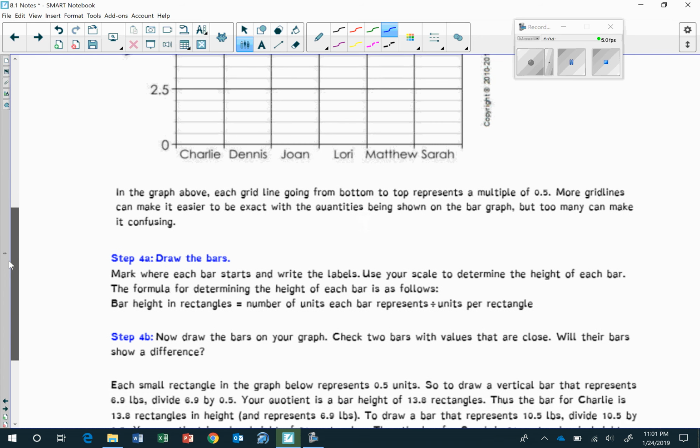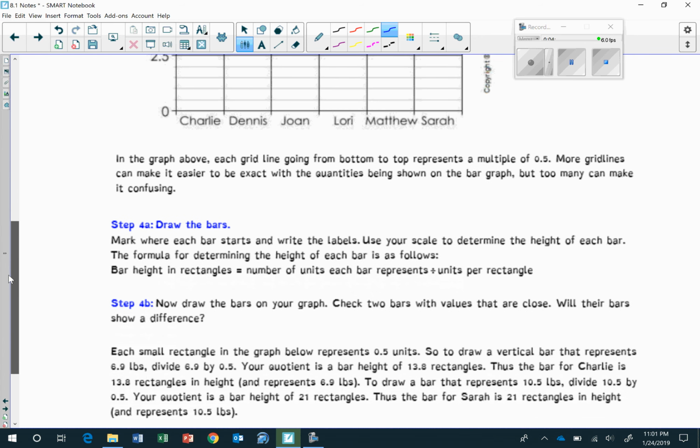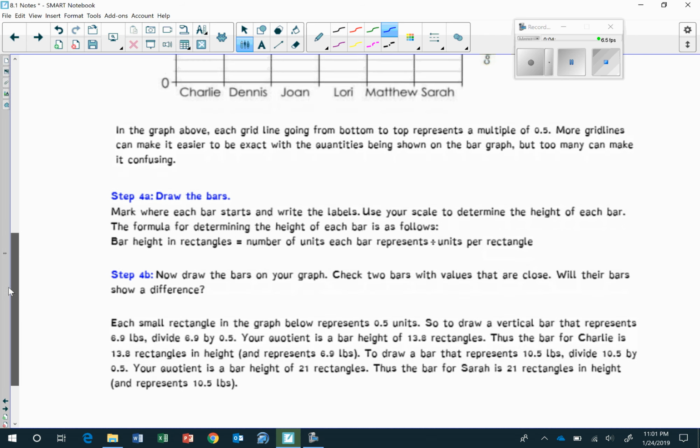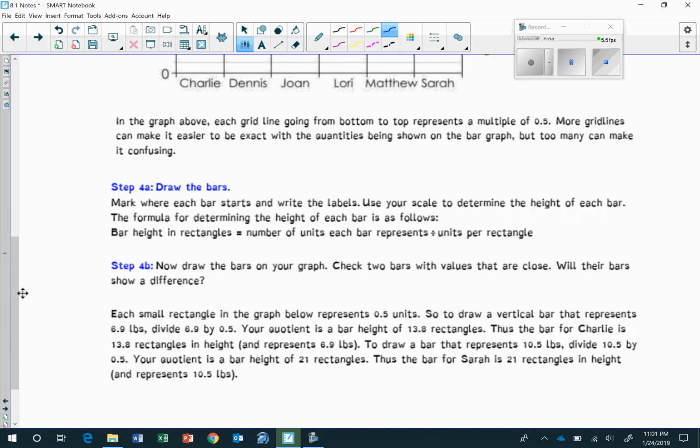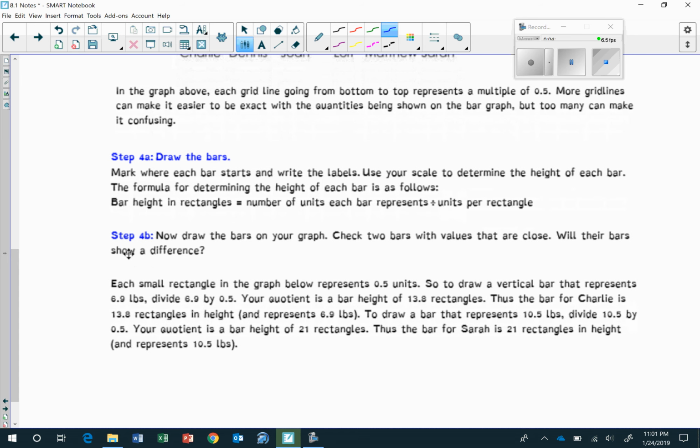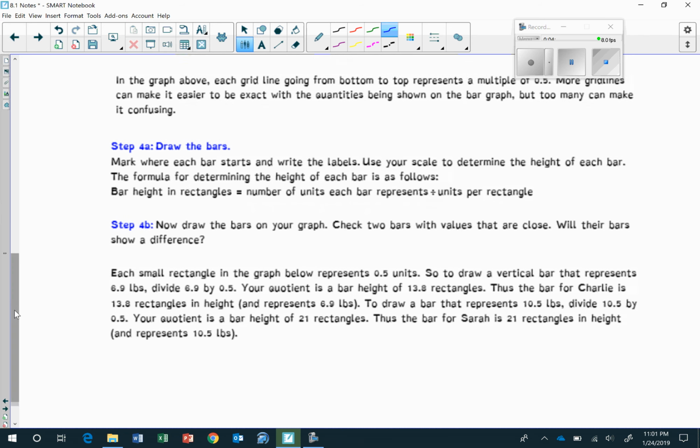Then step 4 is to draw the bars, and you need to make sure that you're following the scale that you made on the left. And then step 4b is to look at 2 bars that are close to each other and make sure that they show an accurate difference.